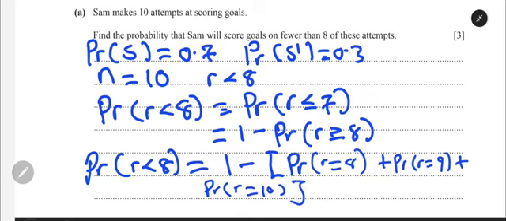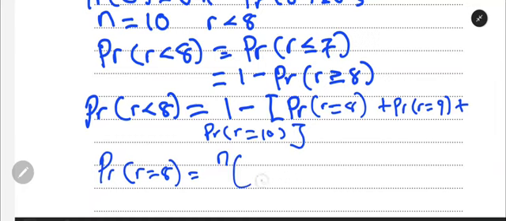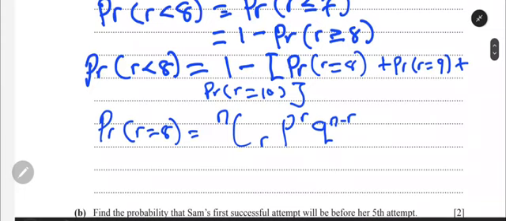Okay, so this is where we have to stop because n is 10. So we look for each of these. Let's start with the probability of R equals 8. When R is 8, don't forget the formula for the binomial distribution is n combination R, p raised to the power of R and q raised to the power of n minus R, where p is success and q is failure, of course.